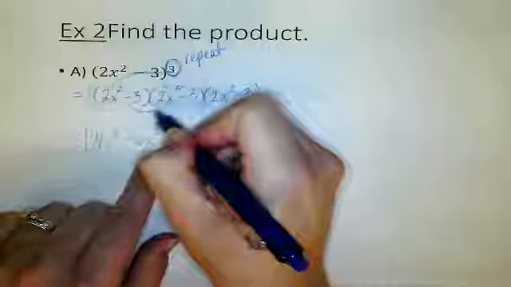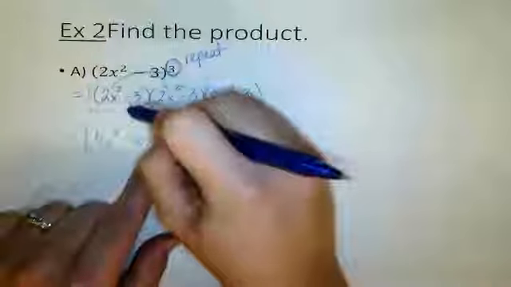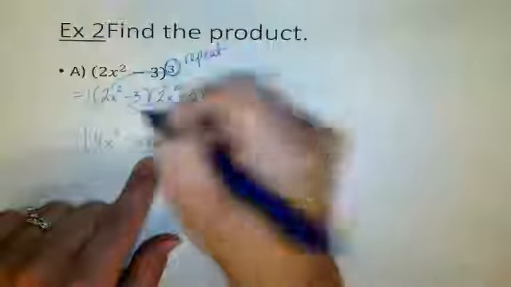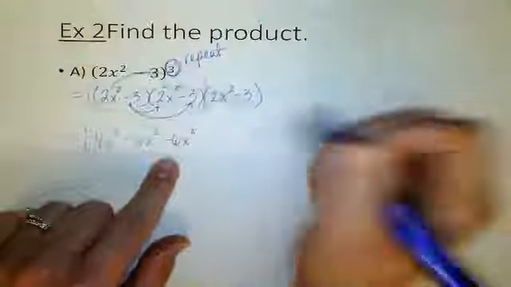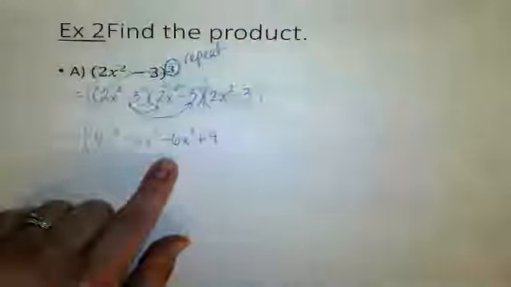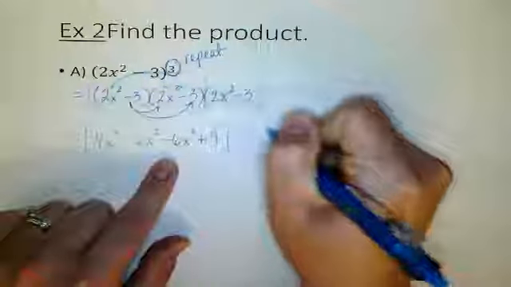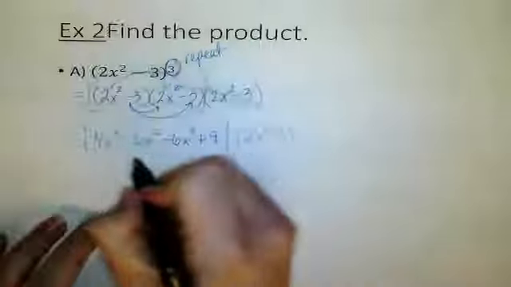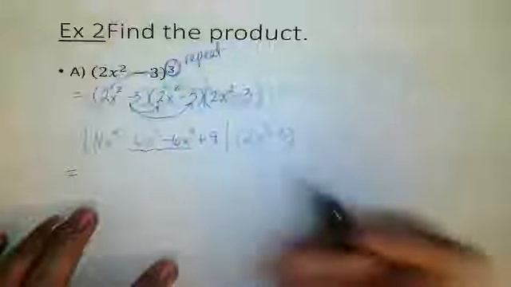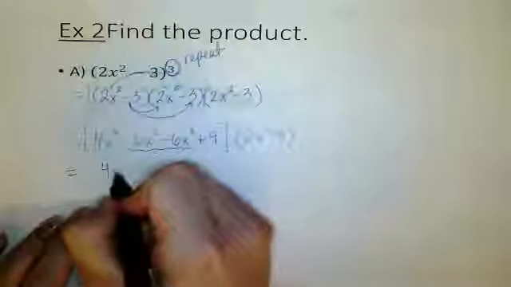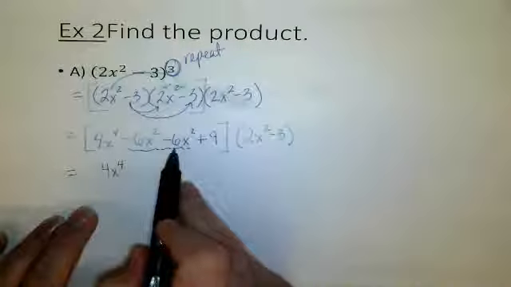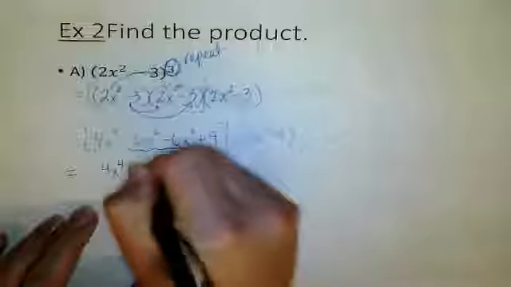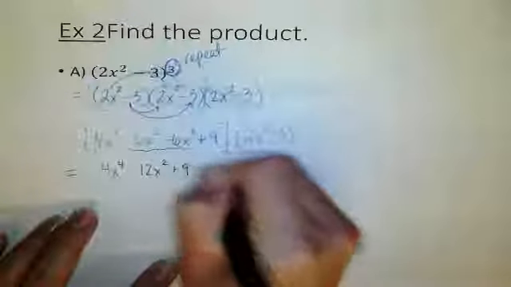Then I'm going to distribute my negative 3. Negative 3 times 2x squared is? Negative 6x squared. Very good. And then negative 3 times negative 3, positive 9. Great. And I still have this other 2x squared minus 3 waiting its turn. All right, and I'm going to come clean up a little bit here. I have 4x to the 4th. Negative 6x squared and a negative 6x squared is? Good. Negative 12x squared with the plus 9.